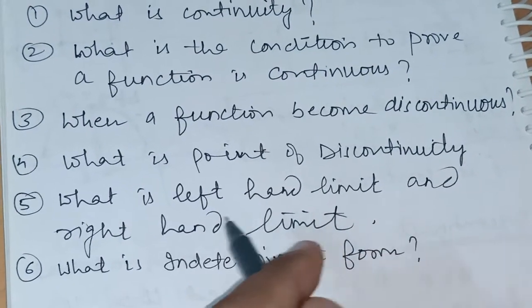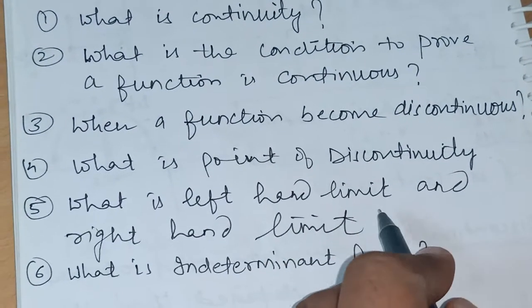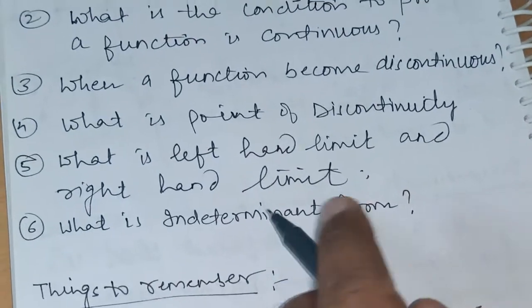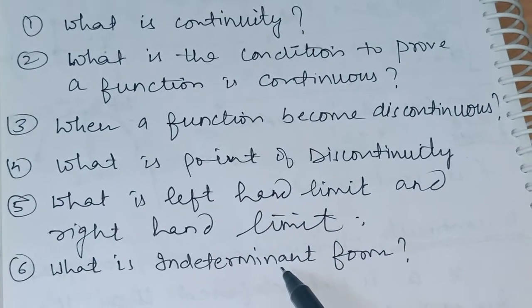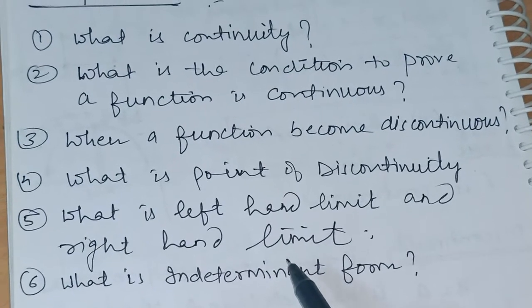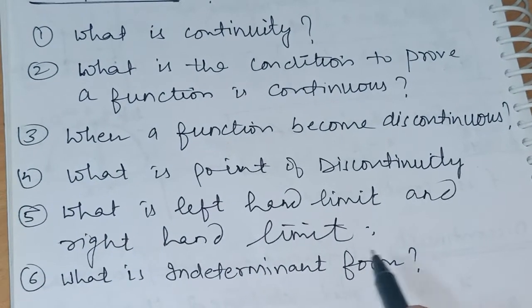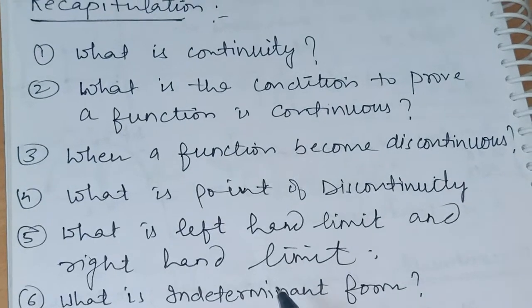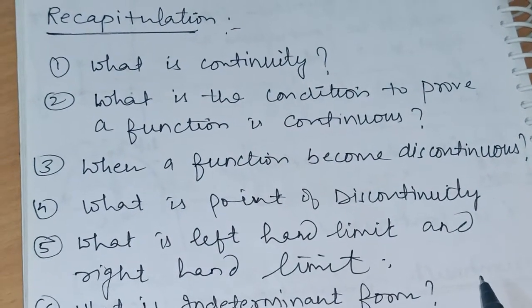What is left hand limit and right hand limit? They are the neighborhood of a limiting point. And what is indeterminate form? The forms in which the function value is not defined, or we can't clearly say whether the function is defined or not defined. It's like 0 by 0, infinity by infinity form.